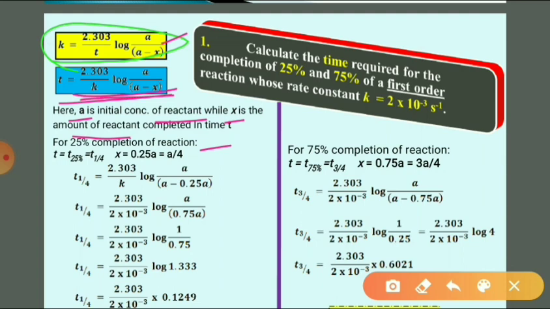So t is replaced by t 1/4 or t 25%, and 2.303 upon k log a upon a minus 0.25 a. Just we have substituted the value of x here. Now in the next step let's put the value of k. So t 1/4 equal to 2.303 upon 2 into 10 to the power minus 3 into log of a upon, now just subtract 0.25 a from a, you will get 0.75 a. So here the a will cancel.